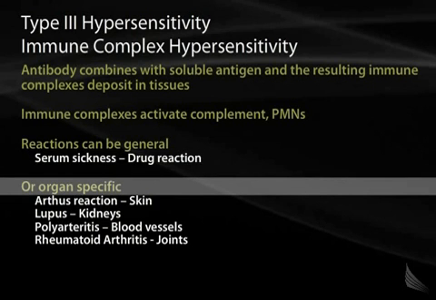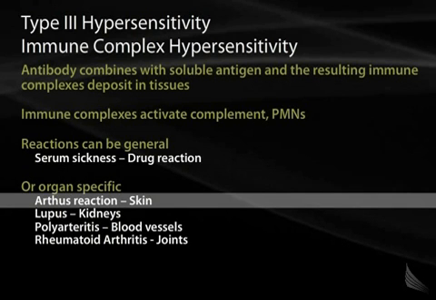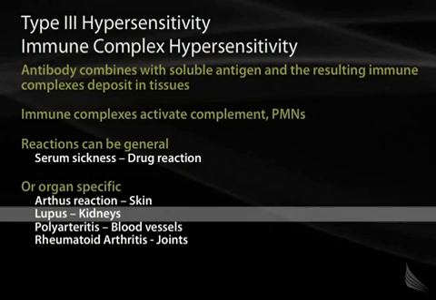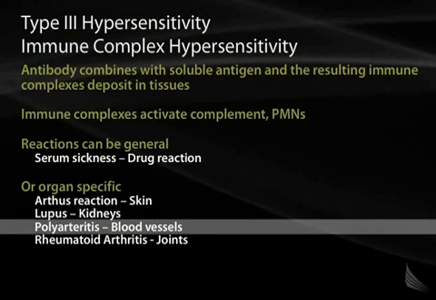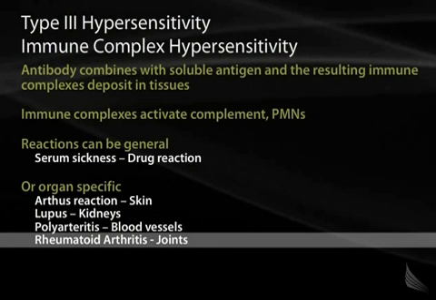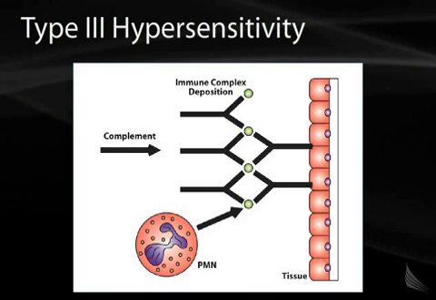Or there are certain type 3 hypersensitivities that are more organ-specific. An arthritis reaction to a vaccination, for example, found in the skin. Lupus in the kidneys. Polyarteritis in the blood vessels. Or rheumatoid arthritis in the joints. Let's see a picture of how this happens.